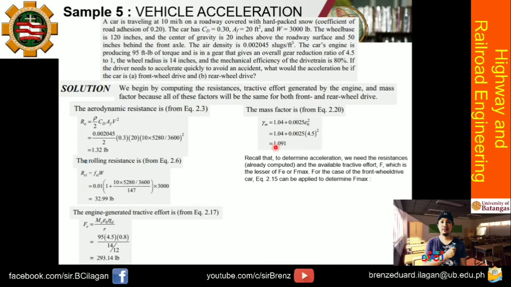recall that to determine the acceleration, we need the resistance already computed earlier and the available tractive effort F, which is the lesser of F sub E or F sub max.